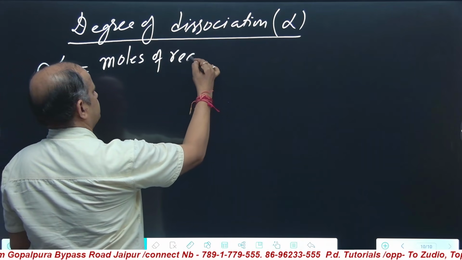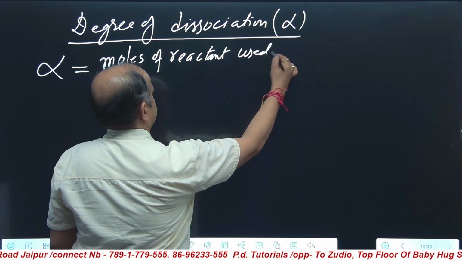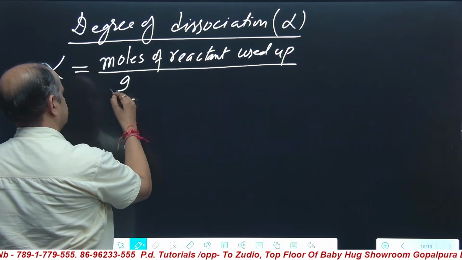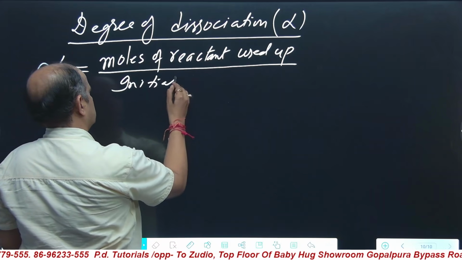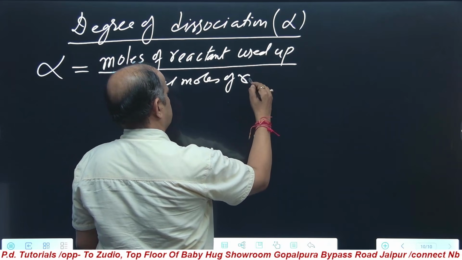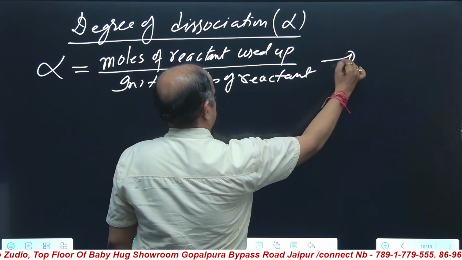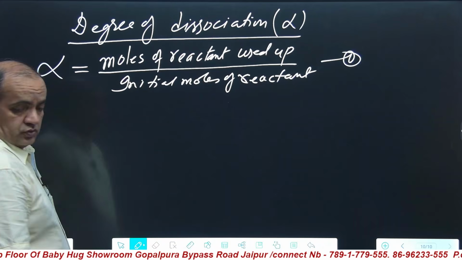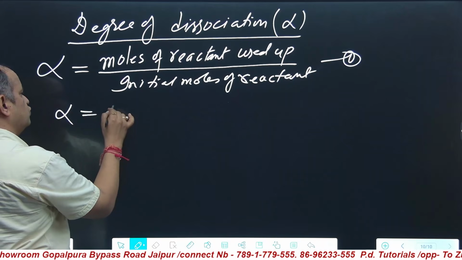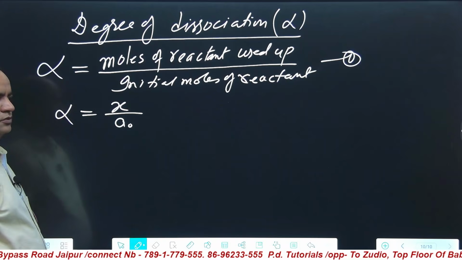Moles of reactant used up to that of initial moles of reactant. Moles of reactant used up is X and initial mole is A naught and out. Copy it.